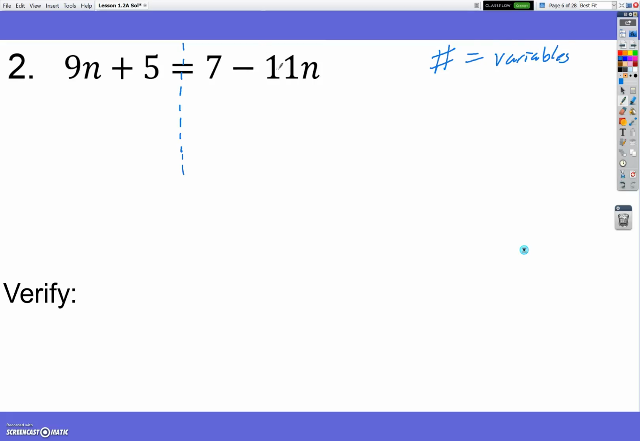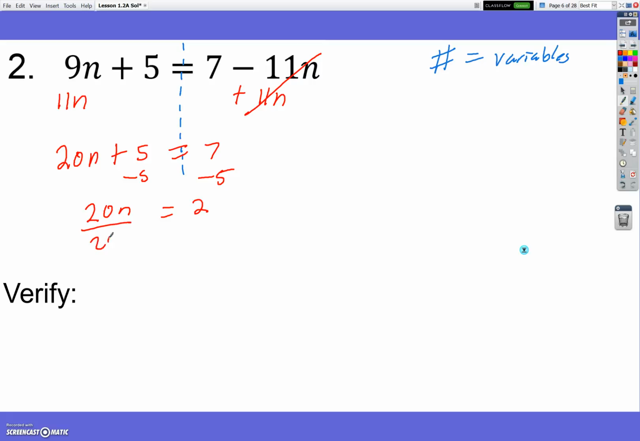So to do that, I always like to keep it positive. So what I want to do is I want to figure out, would I have a positive variable if I minus 9n on both sides, or would I have a positive variable by adding 11n on both sides? And I would have a positive variable by adding 11n on both sides. So negative 11n plus 11n cancel, and then I have 9n plus 11n is 20n. I then just solve this like a normal problem, so what I would do is minus 5 on both sides to get 20n is equal to 2.